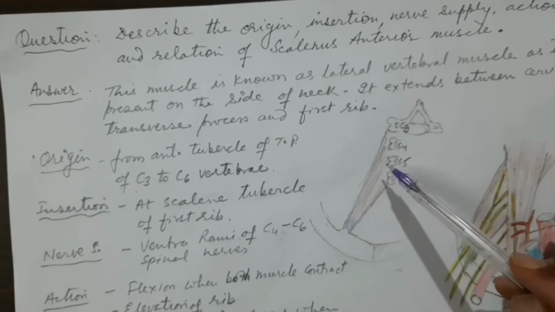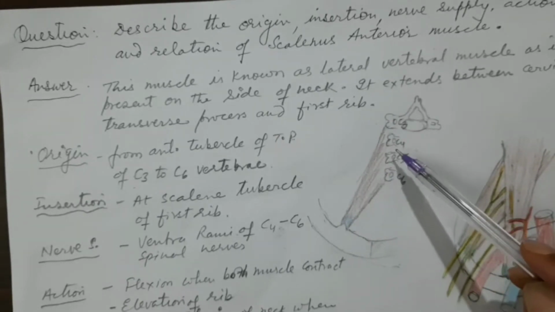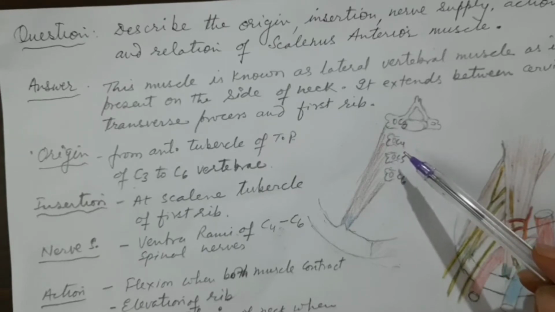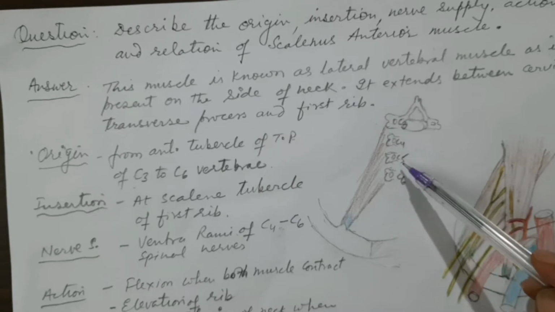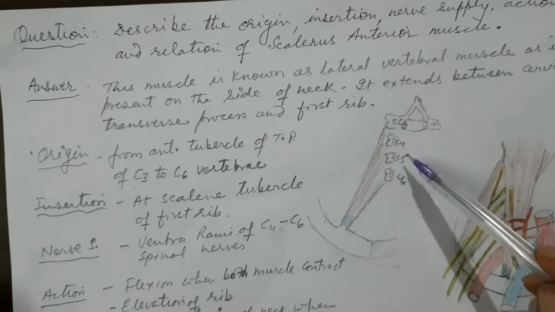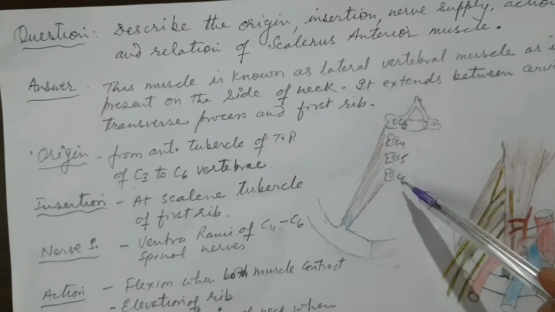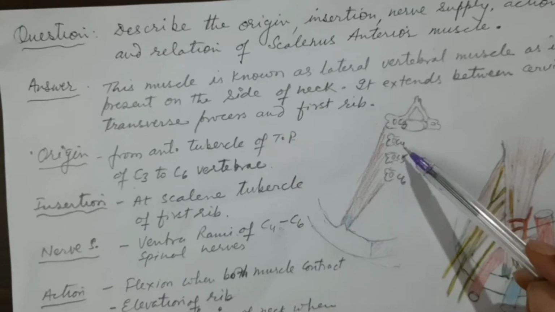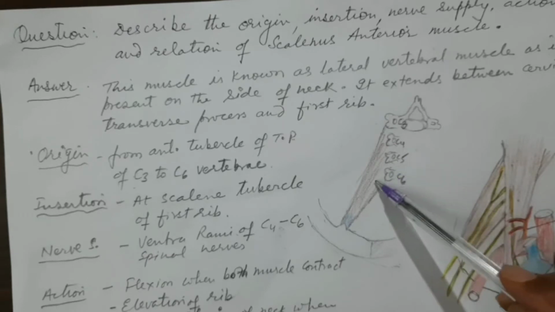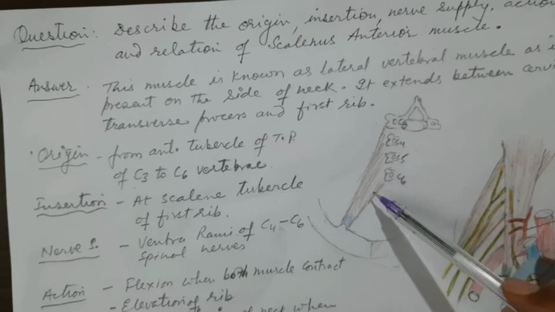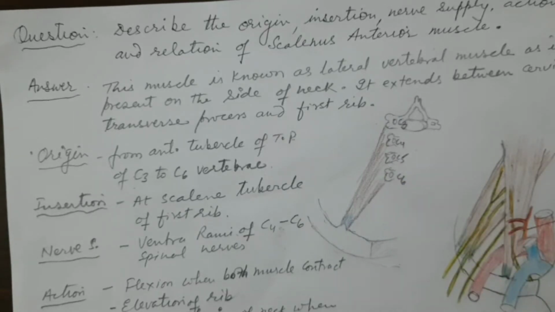Now the nerve supply of this muscle comes from the ventral rami of the spinal nerves from the fourth cervical segment of the spinal cord, the fifth cervical segment, and the sixth. So three ventral rami of the spinal nerves, extending from three segments of the spinal cord, C4 to C6, come and supply the motor fibers. That means the motor innervation is from the ventral rami between C4 and C6.